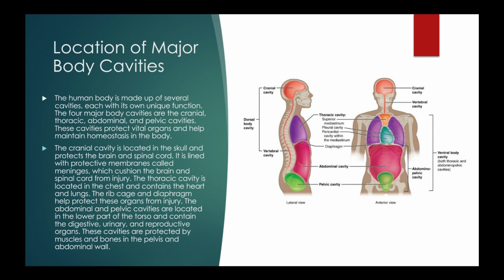The thoracic cavity is located in the chest and contains the heart and the lungs. The rib cage and the diaphragm help protect these organs from injury. The abdominal and pelvic cavities are located in the lower part of the torso and contain the digestive, urinary, and reproductive organs. These cavities are protected by muscles and bones in the pelvic and abdominal wall.